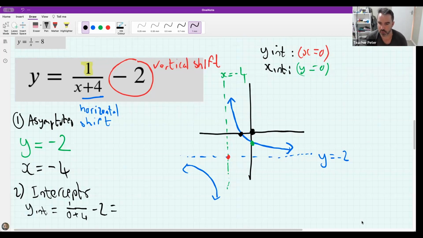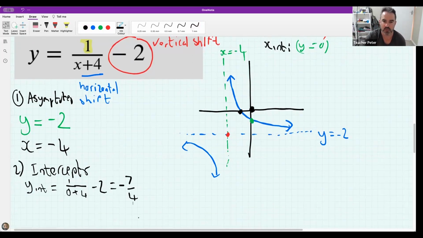What are you guys getting for your y-intercept? You can put it in your calculators, but you get a quarter minus 2, so minus 7/4 is what I get. And the y-intercept would be over here. So this is going to be minus 7/4. And that makes me feel good because I can see that's correct. Perfect. Naledi agrees.